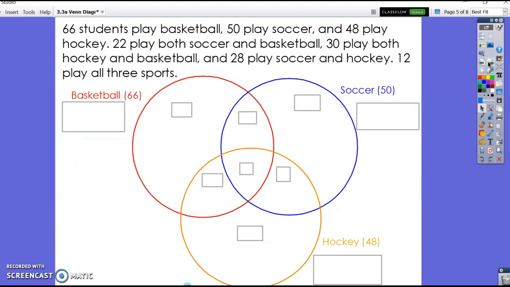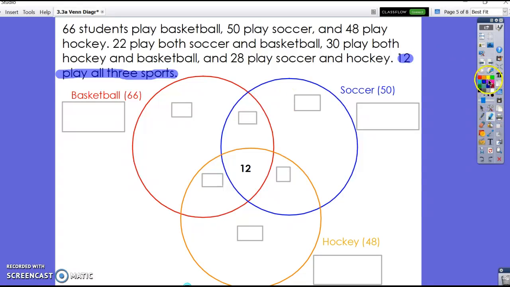Let's look at another problem. So this time we have 3 different categories. We're talking about 66 students who play basketball, 50 who play soccer, and 48 who play hockey at this school. Okay. Well, let's start with the middle. Remember, the middle is going to be the people who play all 3 sports. So if we're taking a look at our problem, it says that 12 people play all 3 of these sports. So that very middle square is going to be 12 people.